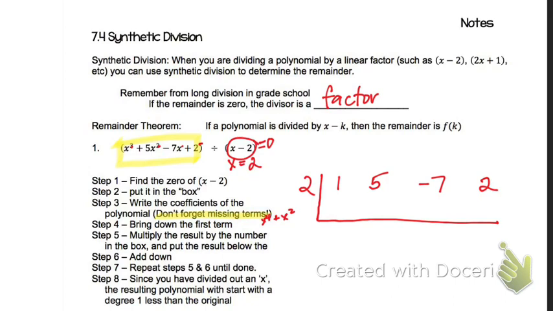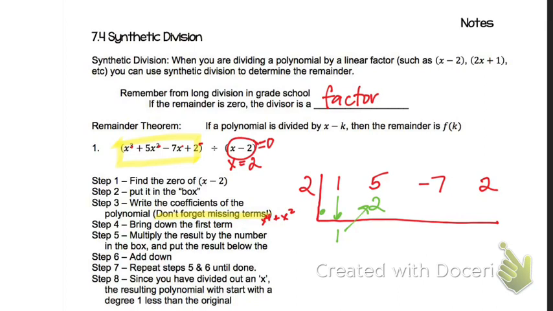Okay, so from there, you have it set up. The first thing you do is you bring down your first term. So I'm going to bring down a 1. And then from there, you multiply your 2 times that number. So 2 times 1 becomes 2. I'm going to put a 2 here. So you're multiplying 2 times 1, and it goes below.